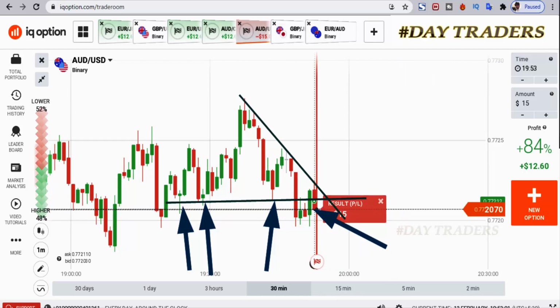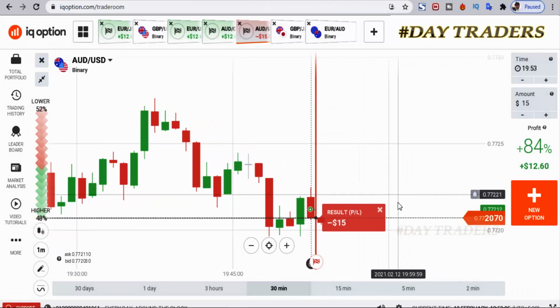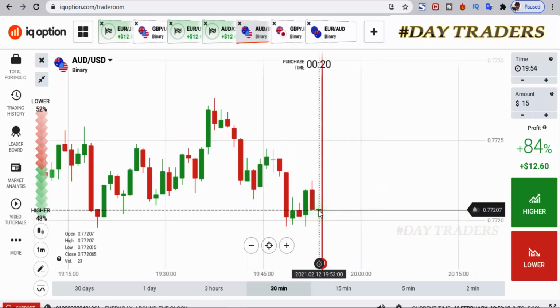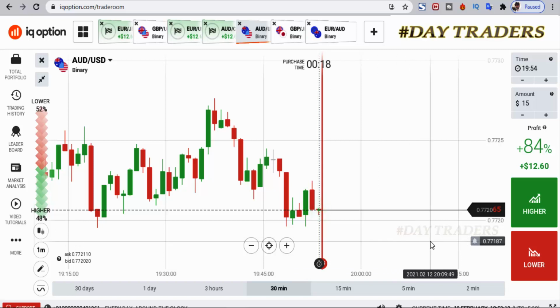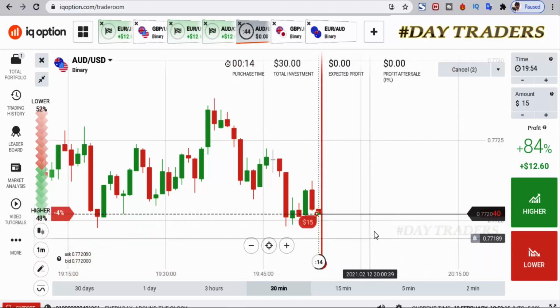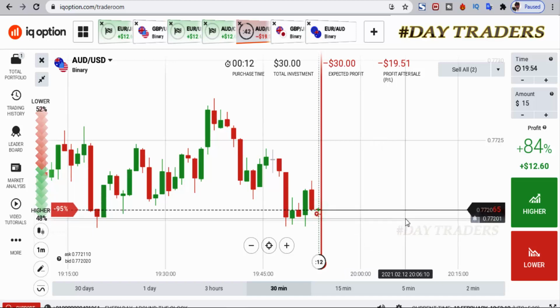Okay, and this is a loss of my trade. Don't worry, how easily this trade can be recovered. Okay, we'll place a lower option. I'm expecting another bearish candle.